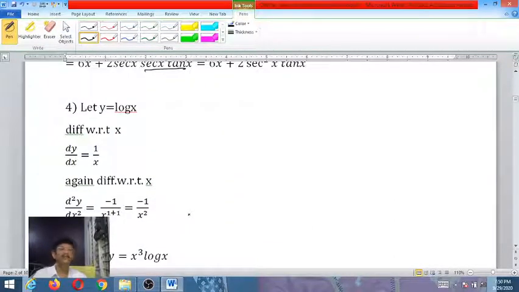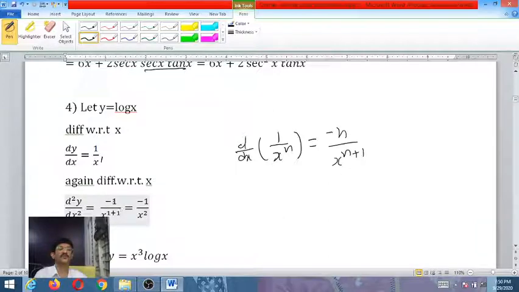So y equals log x. If you differentiate once with respect to x, it is 1 by x, the derivative of log x. Again differentiate with respect to x, d square y by dx square is minus 1 by x square, because we know that d by dx of 1 divided by x to the power of n is nothing but minus n divided by x to the power of n plus 1. Here n is 1, so 1 by x power 1 gives minus 1 by x power 1 plus 1.